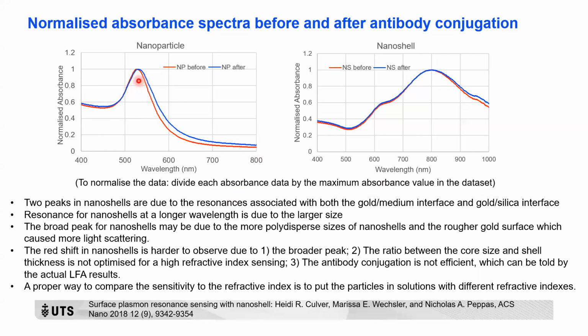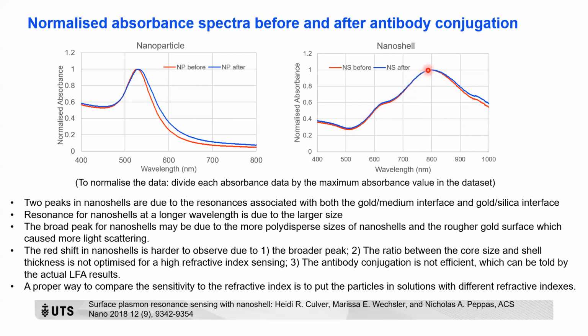For the gold nanoparticle it is a bit obvious, so you can see a slight red shift of the gold nanoparticle before and after the conjugation. But the gold nanoshell is a bit less obvious, and there are some reasons. First, let's have a look. The nanoshell has two peaks.